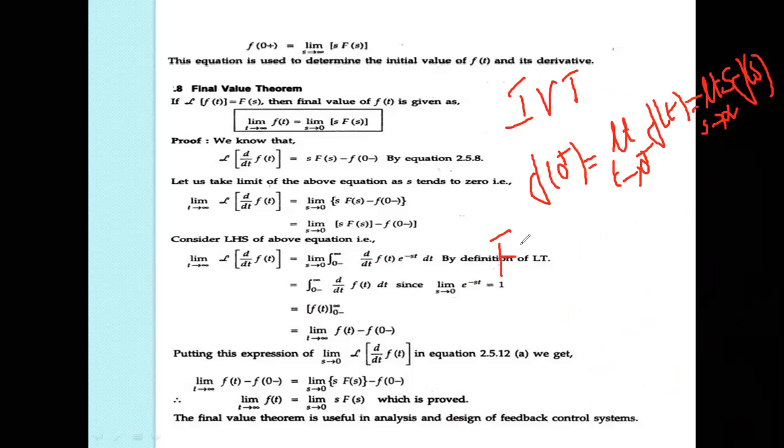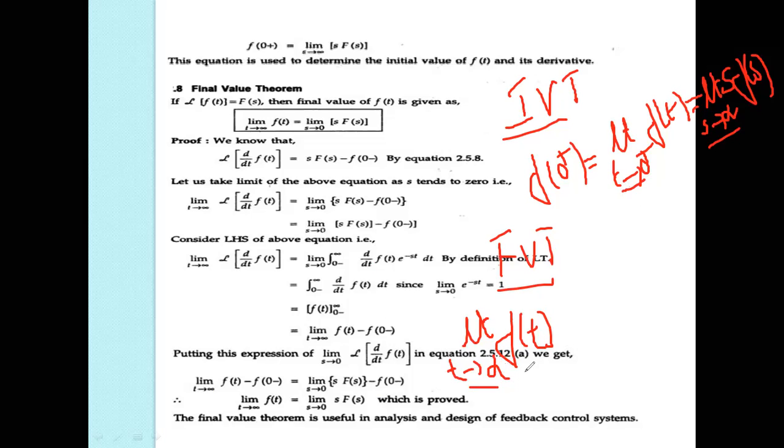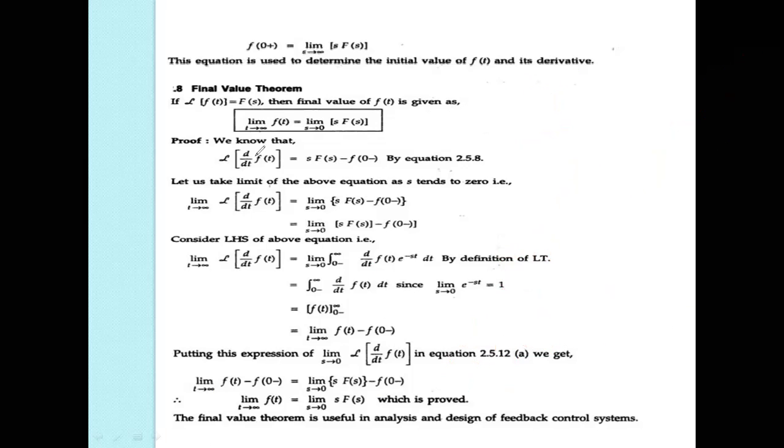Now the final value theorem. The statement is saying that limit t tends to infinite f of t is equal to limit s tends to 0 s into f of s. Here it is 0 to infinite for the initial value theorem, while the final value theorem starts at the time domain infinite. Got it, my students? Now you have to prove that limit t tends to infinite f of t.